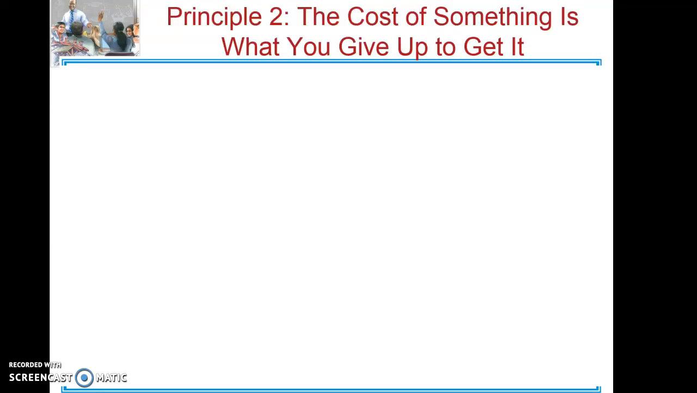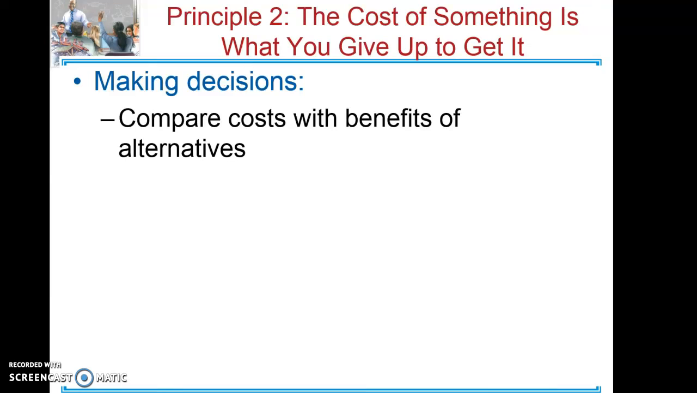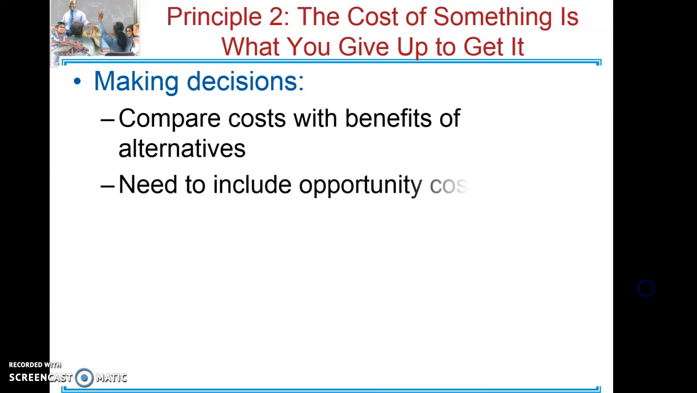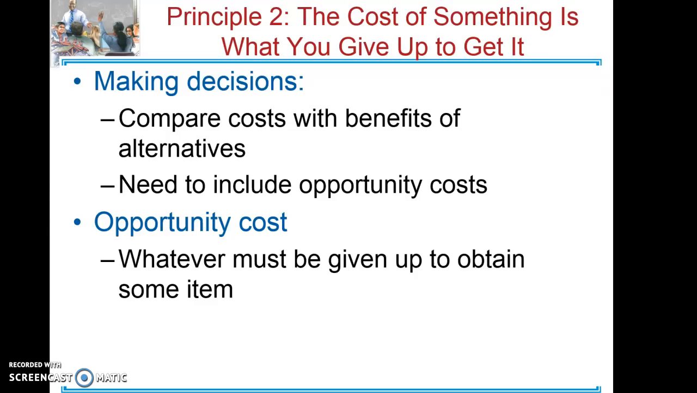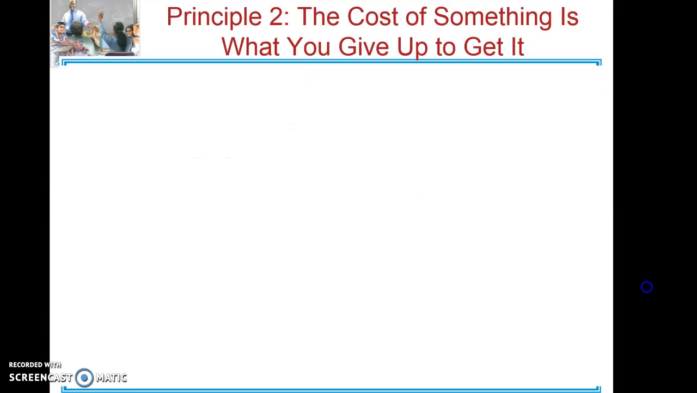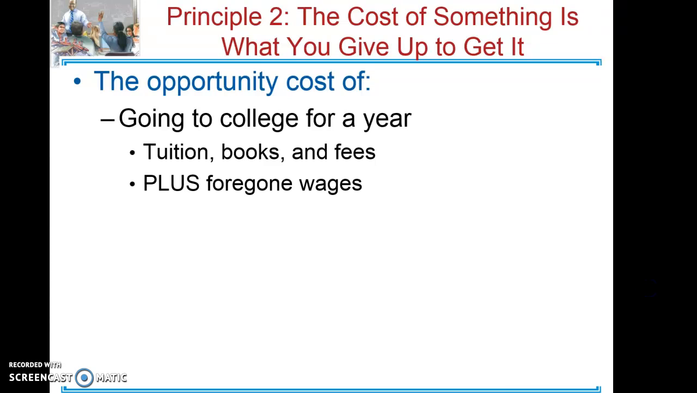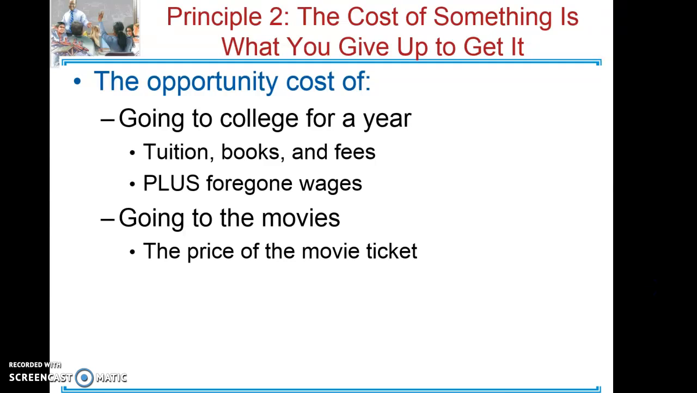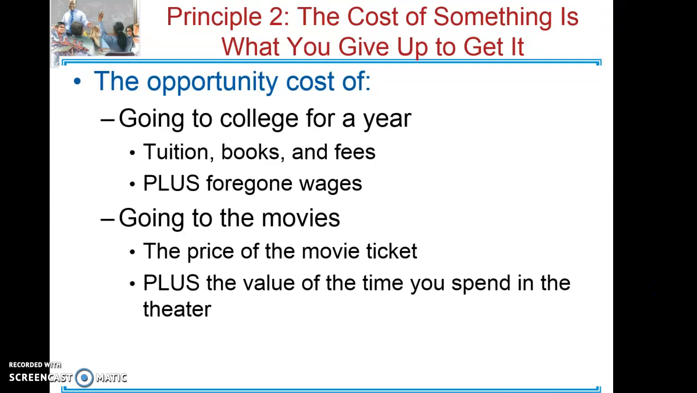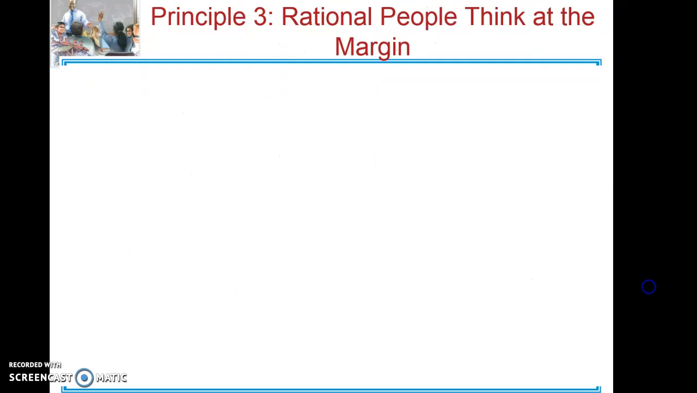Principle 2, the cost of something is what you give up to get it. In making decisions, you compare the costs with the benefits of alternatives, and you need to include opportunity costs. Opportunity cost is whatever must be given up to obtain some item. The opportunity cost of going to college for a year includes tuition, books, and fees, plus all the wages that you're giving up. Going to the movies includes the price of the movie ticket, plus the value of the time you spend in the theater.